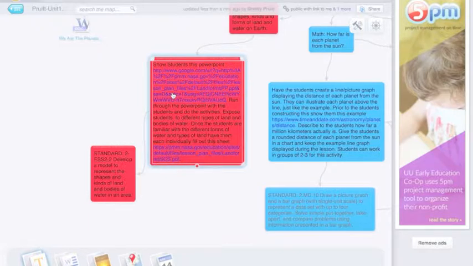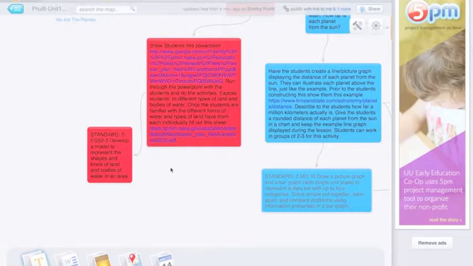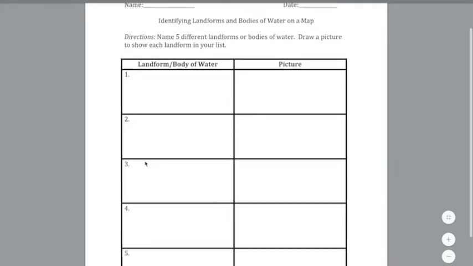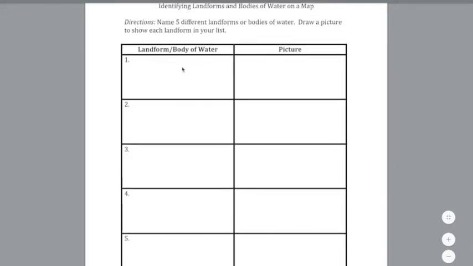And then once the students are exposed to different types of land and bodies of water, I'm going to have them fill out this sheet: name 5 different landforms or bodies of water, and draw a picture to show each landform in your list. So it's just going to be a small picture. For example, a glacier, and then an image of a glacier.